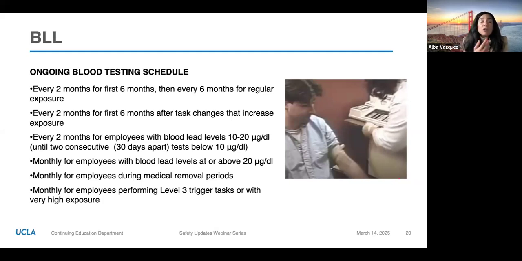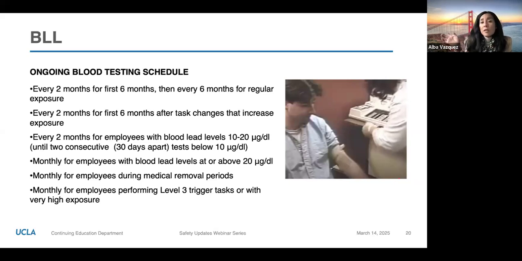For example, for the exposure monitoring, it's impossible for me to put so much detail into these presentations and slides. But for exposure monitoring, there's this frequency. It starts depending on what you're working with, and your first result is either once a year, twice a year, or quarterly. Then you adjust that frequency depending on your last 2 tests done 7 days apart. And in this case, for blood level testing, it's every 2 months for employees with blood lead levels of 10 to 20 micrograms per deciliter until 2 consecutive tests are 30 days apart, or they test below 10 micrograms per deciliter.